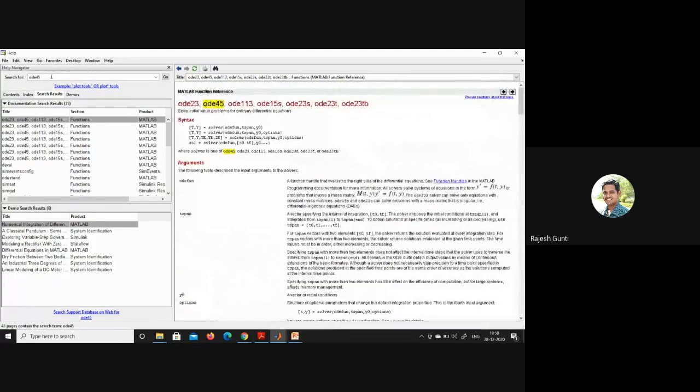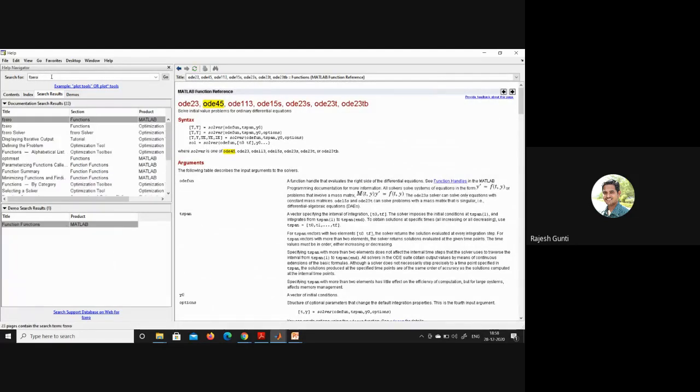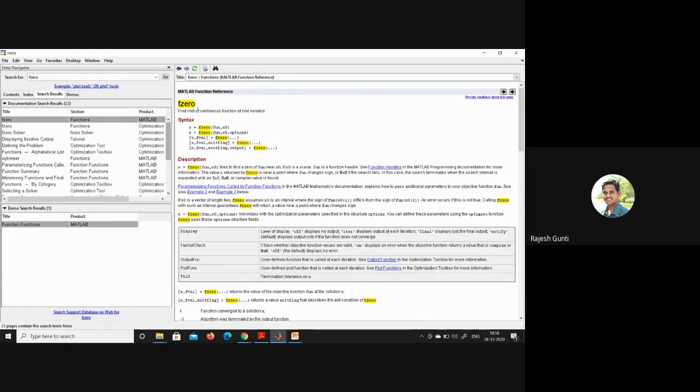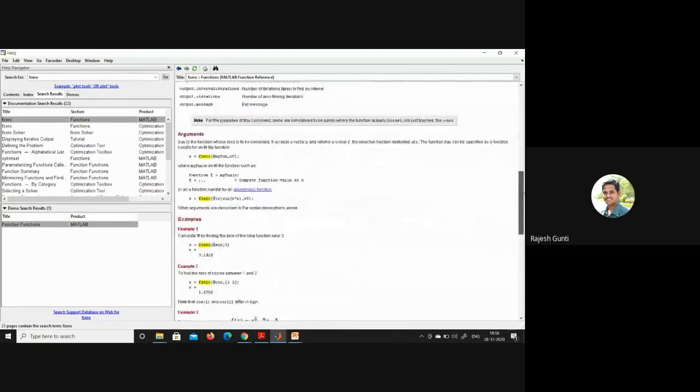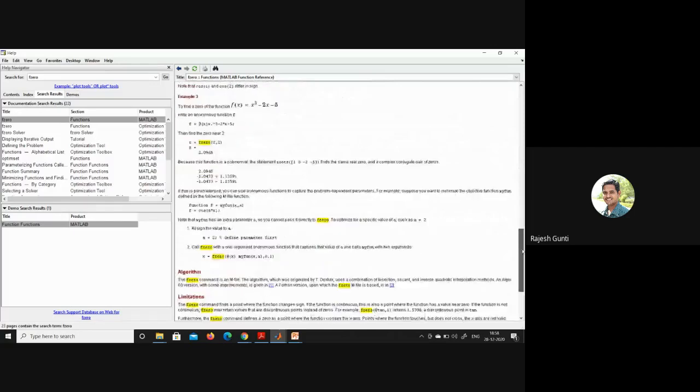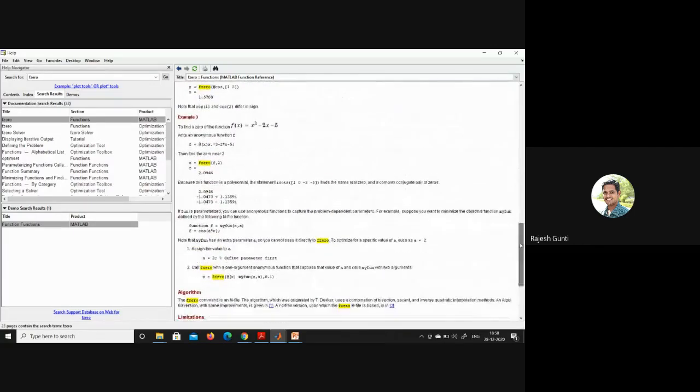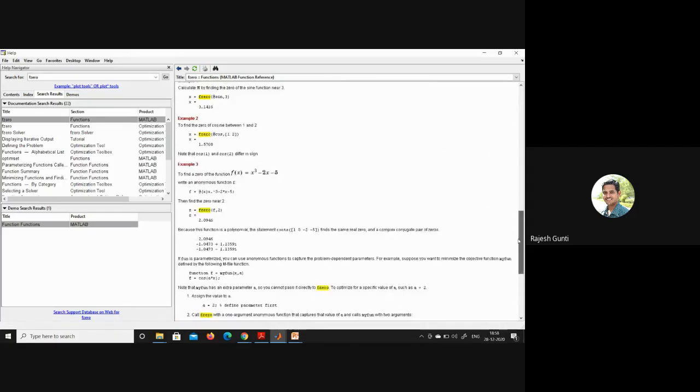For example, fzero. fzero solver. One cubic equation, he has taken one cubic equation and solved the problem. So they may solve in a different manner sometimes, but the concept is the same. Okay.